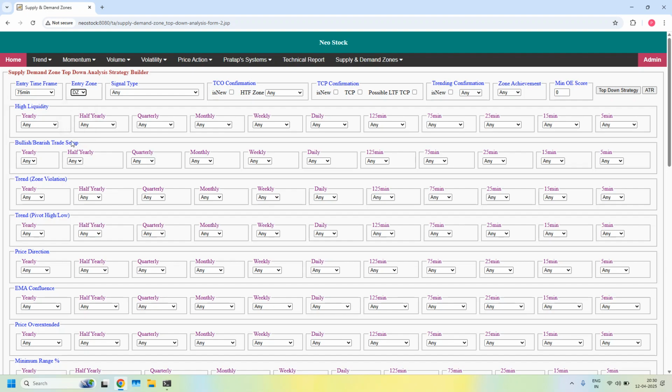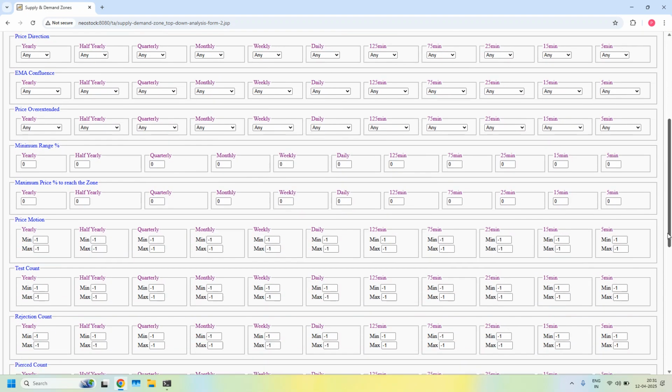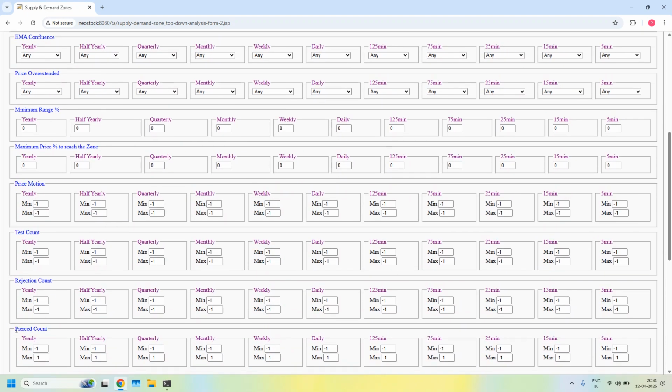Entry zone, demand zone. Bullish or bearish trade setup at entry time frame 75 minutes. I am selecting bullish. Next, zone achievement should be violated opposing zone. Minimum odd enhancer score should be 12. And also the 75 minutes demand zone should not be pierced. So that's why in the pierced count parameter, and the entry time frame, that is 75 minutes, I have to set minimum value 0, maximum value 0.